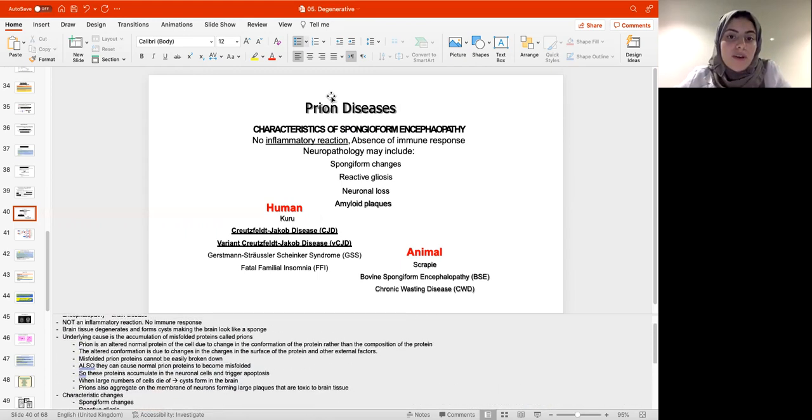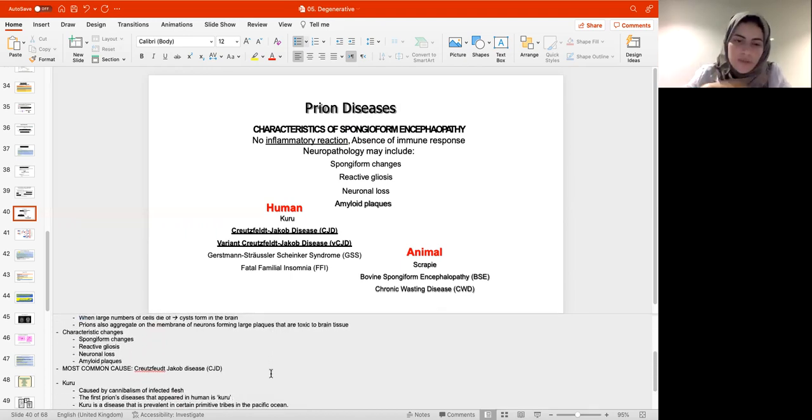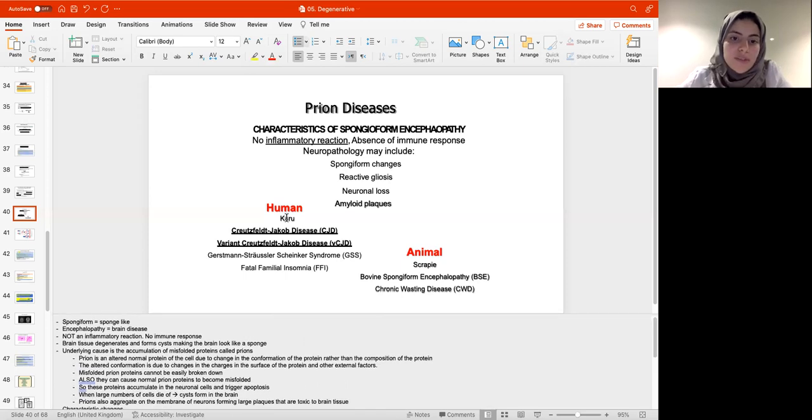And the most common cause of prion disease, because as you can see, it's diseases, so it has many different causes, but the most common cause is the Creutzfeldt-Jakob disease, okay? And the Creutzfeldt-Jakob disease has also multiple types, like the variant, the iatrogenic, the familial, the sporadic. We'll see them. Then there's Kuru. Do you guys know what Kuru is? It's the special one.